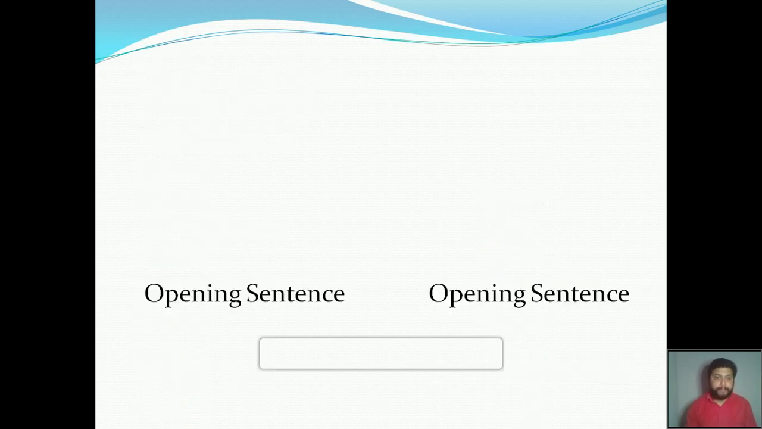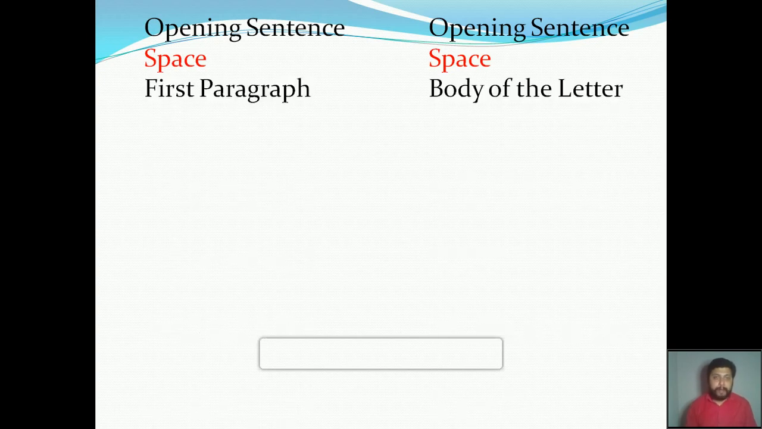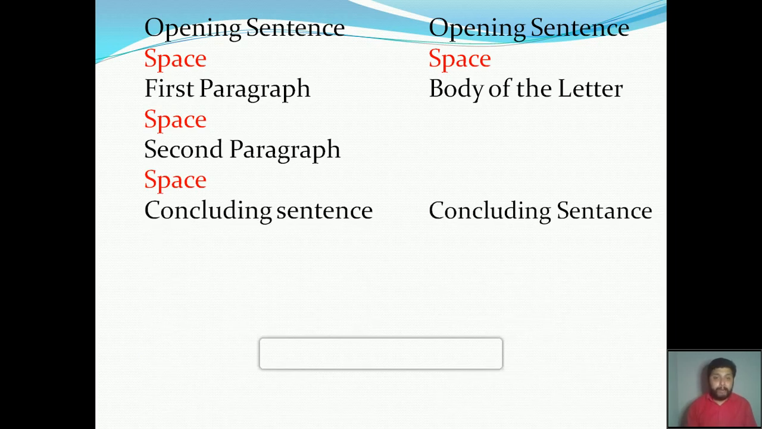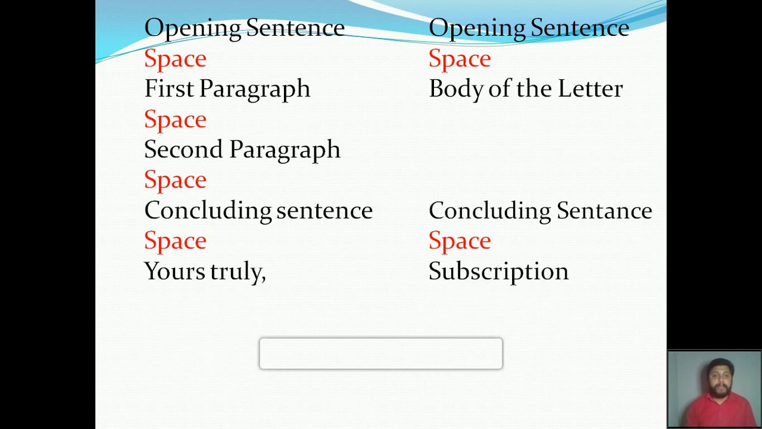Then again one line space, opening sentence. So you can start your letter with any opening sentence, either as a response to the previous letter, or you are directly starting a new subject. Then again one line space, then the first paragraph, where you mention the subject in detail, especially the basic information. Again one line space. Then the second paragraph, where you write about what is asked in the question. There will be certain information expressed through the questions, so those you write in the second paragraph. Again one line space. Then finally the concluding sentence, again one line space. Yours truly, subscription. See, after the subscription there is a comma, again one line space, then the first part of your name, that is the signature.